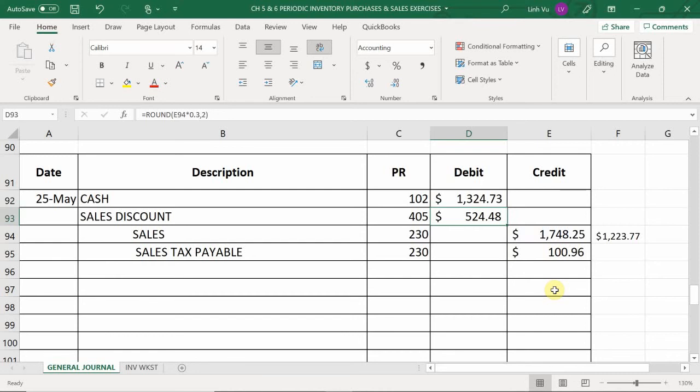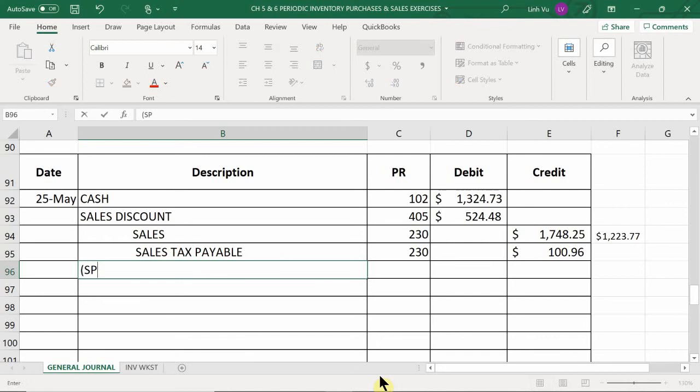You can apply the debits equal credits system. That works too. But in this case, if I'm being charged the full amount, I need to subtract the discount and then add the tax that way. So my grand total would technically be the $1,223.77 plus the $100.96 to give you the $1,324.73.